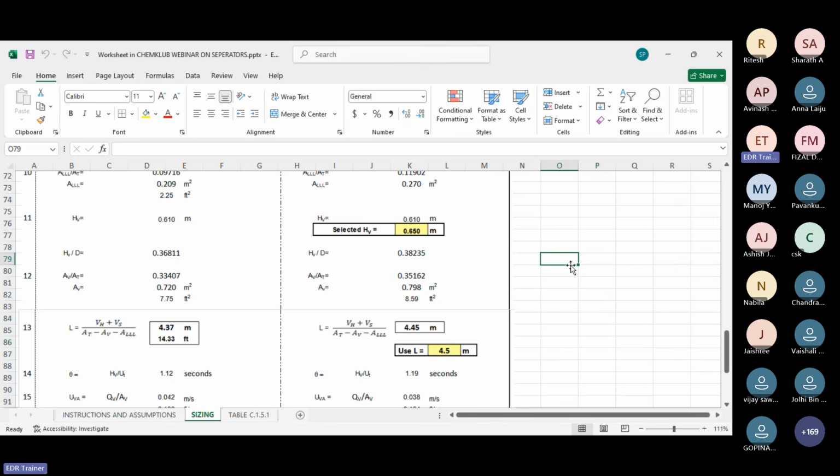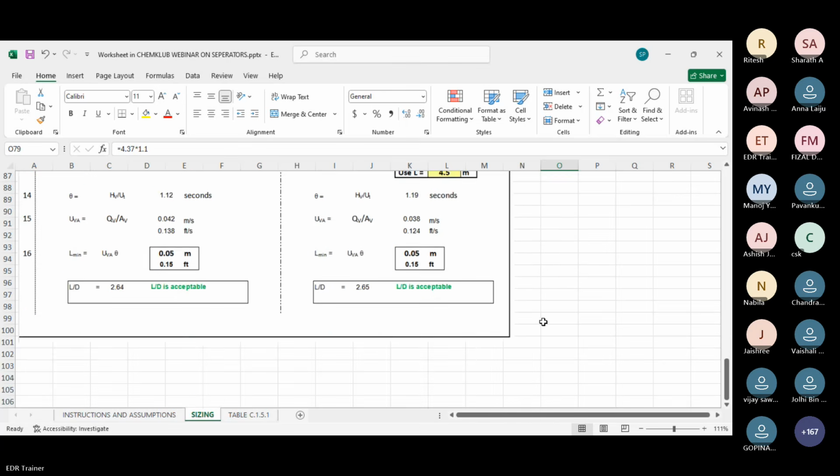Suppose you have calculated 4.37, so you can take 10 to 15% more margin, like going up to a 5 meter length. But don't try to go above that, right? With a 10% margin, you can select 4.8. I think this 4.8 value is the ideal value. So you can select up to 4.8.